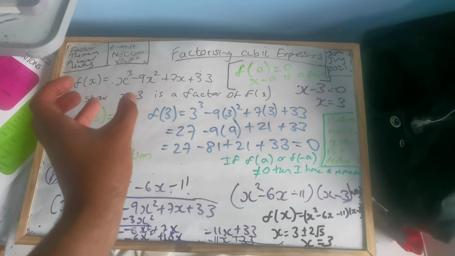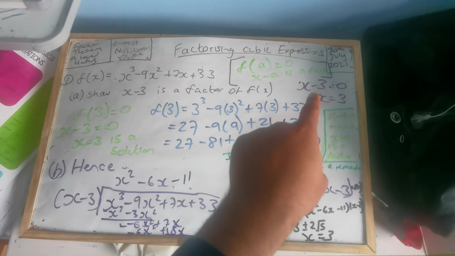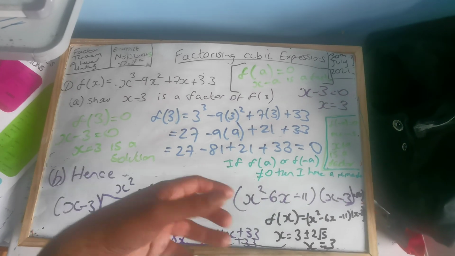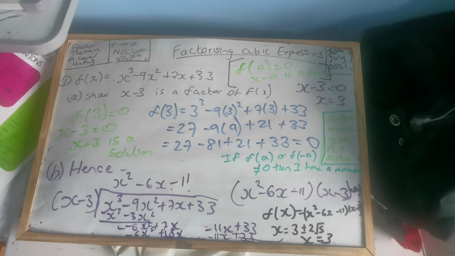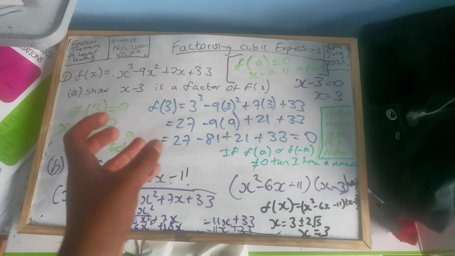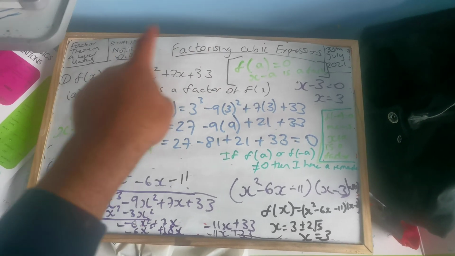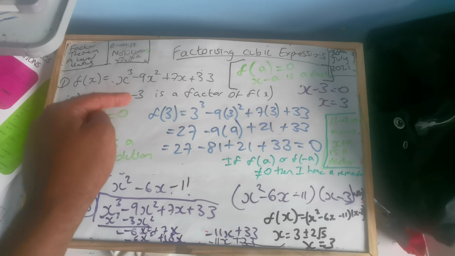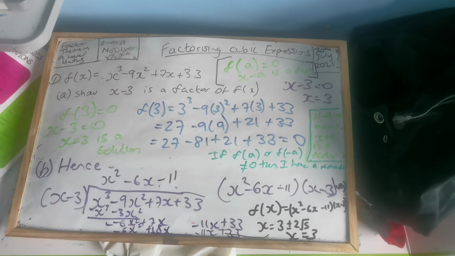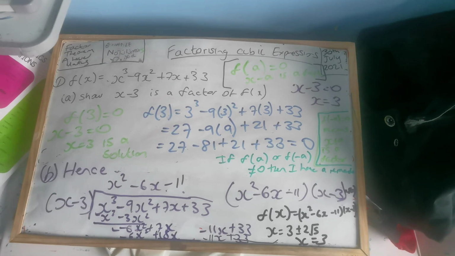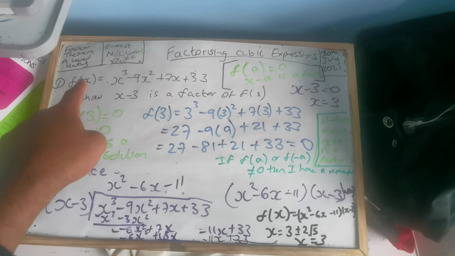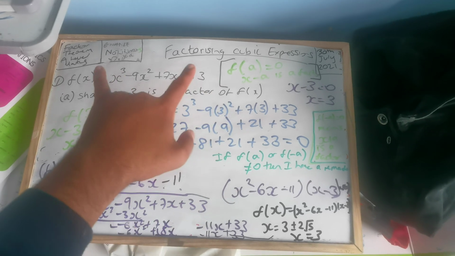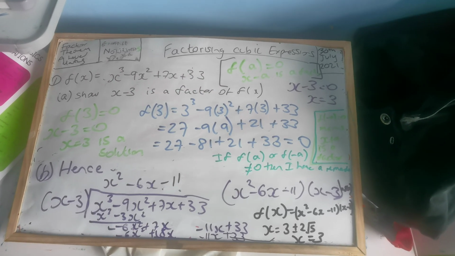Well, x minus 3 is a factor, so that means that x equals 3 is a solution to my equation. So when I substitute in x equals 3, this function will equal 0 essentially. So f of 3 has to equal 0. So we want to prove that f of 3 equals 0. So we are going to substitute in x equals 3 into my expression or function.